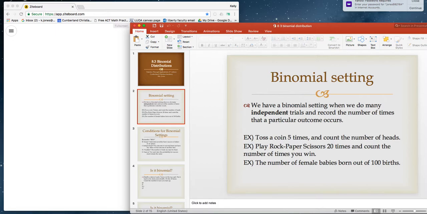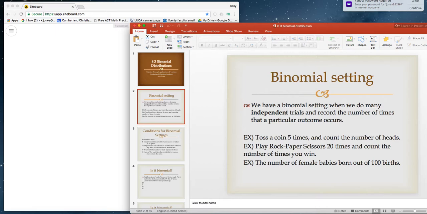All right, another one is rock, paper, scissors. I always say it wrong. So if you're going to play a game 20 times with your friend and you're counting the number of times you win, we're assuming you're not cheating or your friend's not cheating, so that it is an independent trial. And we have a set 20 times you're going to play. And then the number of times you win is the particular outcome that you want.